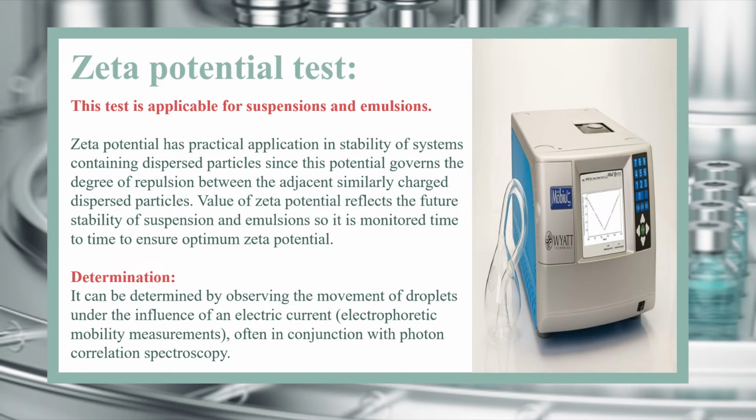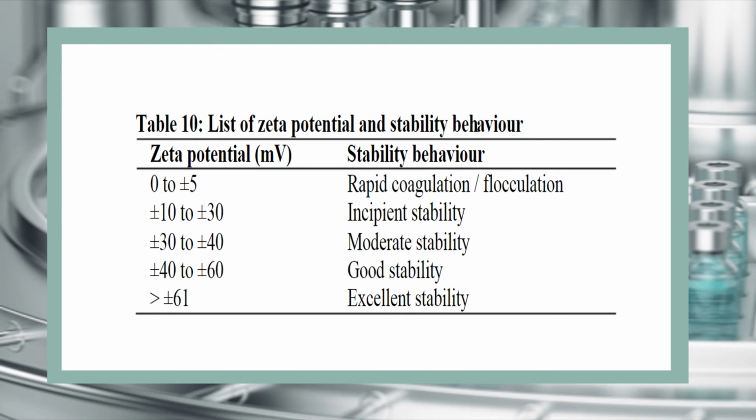The value of zeta potential reflects the future stability of suspension and emulsion, so it is monitored from time to time to ensure optimum zeta potential. It can be determined by observing the movement of droplets under the influence of an electrical current, electrophoretic mobility measurement, often in conjunction with photon correlation spectroscopy. As we can see in this table, we have a list of zeta potential and stability behavior.